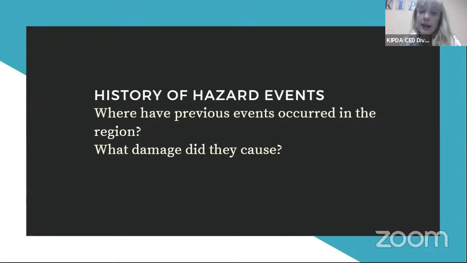And then we go into the history of the hazard events. Where have previous events occurred in the region? And then what damage did they cause? For some of our hazards, they haven't necessarily occurred in the past 20 or even 50 years. However, if they did occur, it would be a catastrophic event. But again, this is the history of hazards.